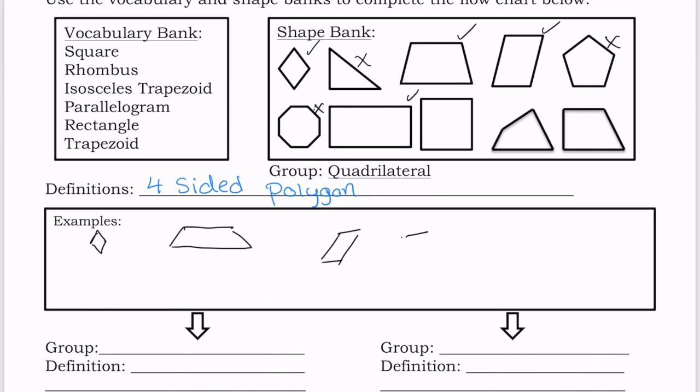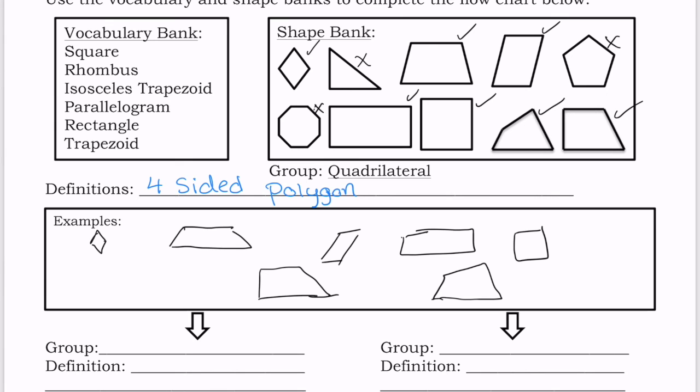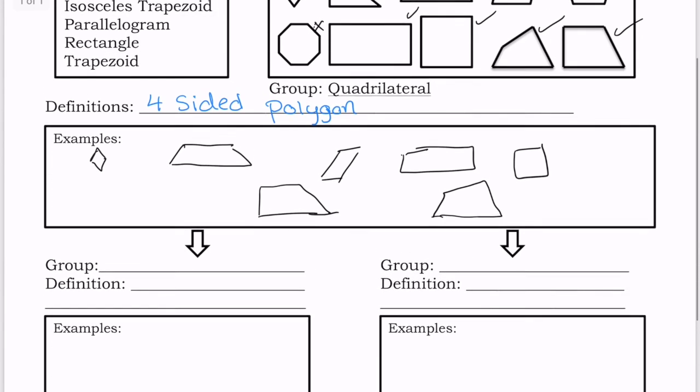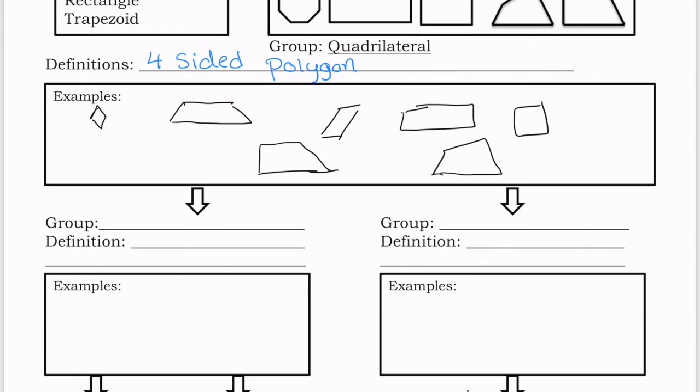Here's a quadrilateral. Here's a quadrilateral. Here's a quadrilateral. That one's kind of funny shaped. There, that's my best attempt at drawing it. And lastly, we also have that quadrilateral. Now if we scroll down, quadrilateral is our overall group, our heading group.